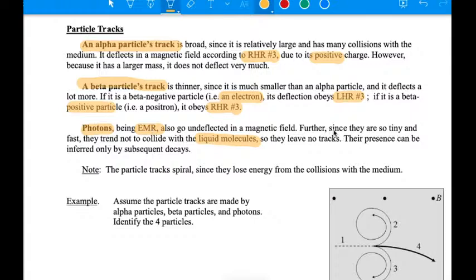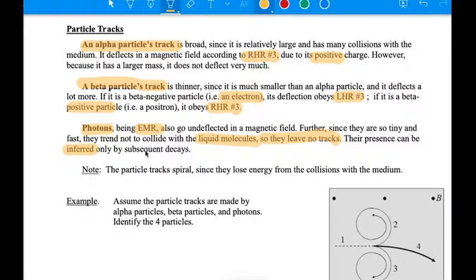Since they are so tiny and so fast, they don't really collide with the liquid molecules, so they won't leave any tracks. So particle tracks of a photon are none, which is also important. But we can infer their presence because of subsequent decays. So it's not through the tracks, it's from what is being decayed, right, and what is actually being shot with these photons. So these are a little bit trickier, harder to discover, but we're getting better at inferring them by subsequent decays.